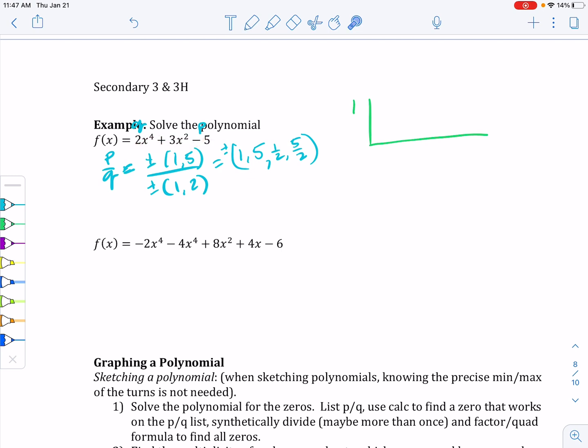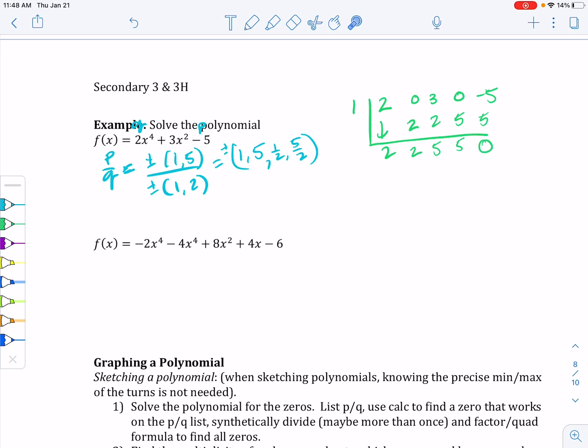Now I check here, I've missed powers. I missed cubed and an x. So we have 2, 0, 3, 0, -5, because we've got 4, 3, 2, 1, none. So I bring down the 2. 0 plus 2 is 2. 2 times 1 is 2. 2 plus 3 is 5. 5 times 1 is 5. 0 plus 5 is 5. 5 times 1 is 5. -5 plus 5 is nothing.